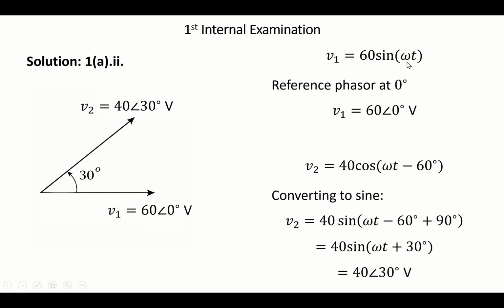So v1 is given as 60 sine omega t, and this can in fact be written in polar form as 60 angle 0, while v2 is in terms of cos, so we have 40 cos omega t minus 60. We can convert this into sine in order to compare it with v1. So this becomes 40 sine omega t plus 30, and thus this can be written as 40 angle 30 degree in polar form. As compared to v1, we see that v2 makes an angle of plus 30 degree, which is drawn here, and has a magnitude of 40. So this is the required answer of the phasor diagram asked in the question.